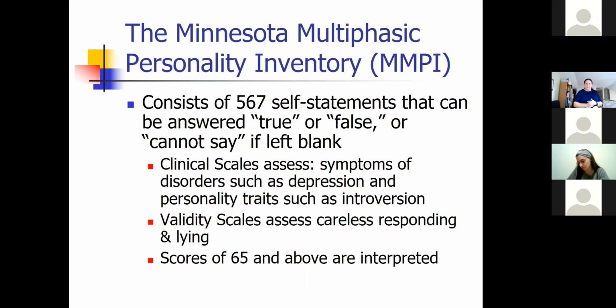I believe your book uses the Green methodology, which interprets scores of 70 and above. I learned the Graham methodology, which is 65 or above. So that is what I am teaching y'all. Some sample MMPI items are: I would rather win than lose in a game. I'm never happier than when alone. And my hardest battles are with myself.